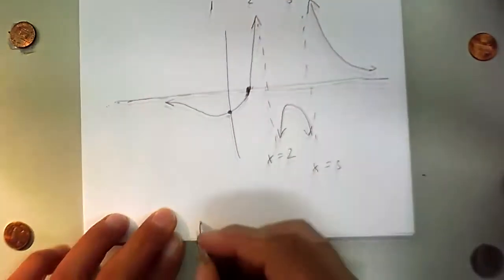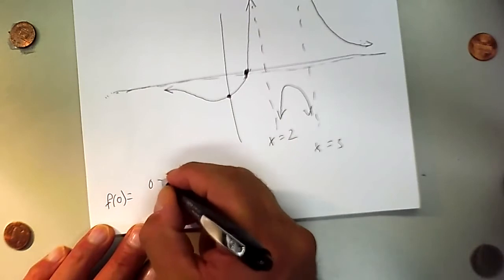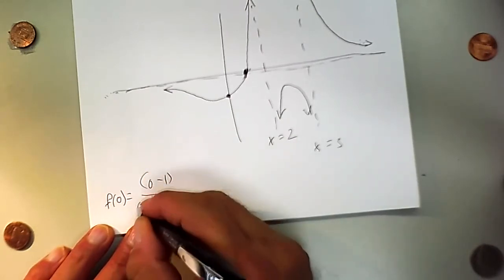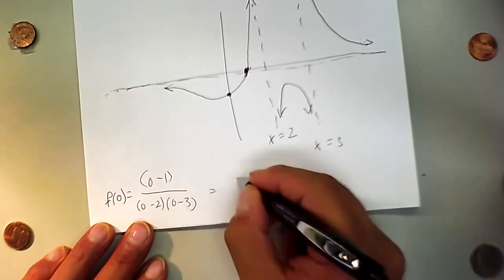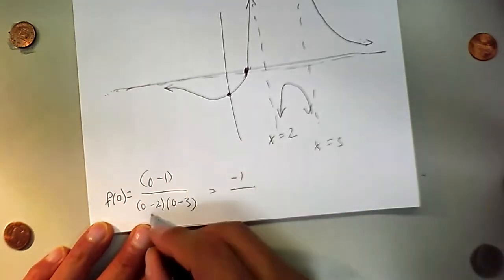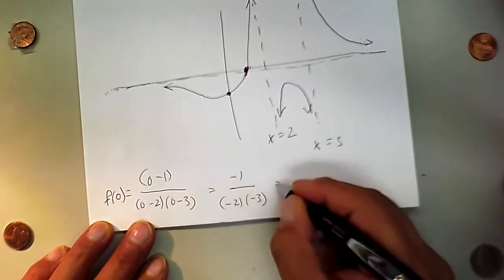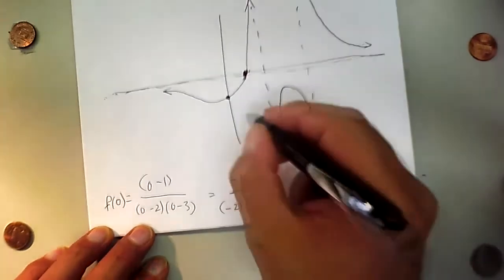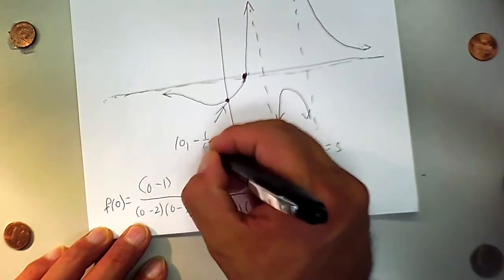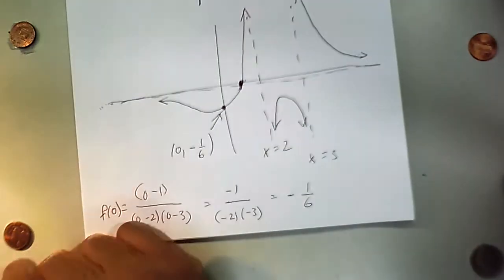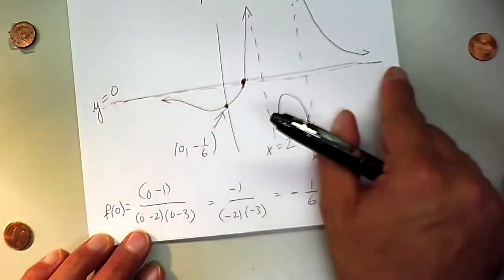If we plug in 0, we can do that here. F of 0 will be 0 minus 1 over 0 minus 2 and 0 minus 3. And that's going to be negative 1 over negative 2 times negative 3. And that's going to be negative 1 over 6. So this point here will be 0, negative 1 over 6. Yep. And then we have to label the horizontal asymptote.